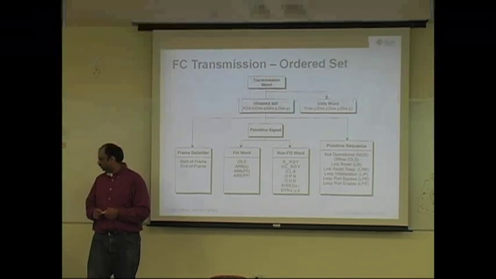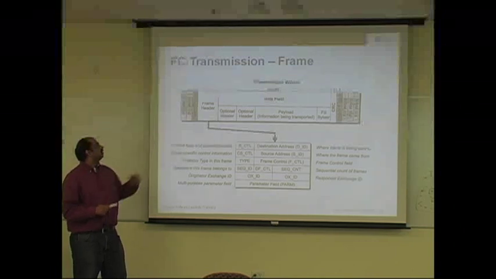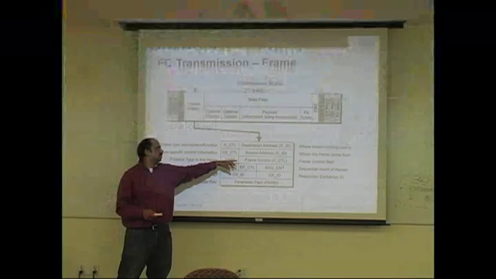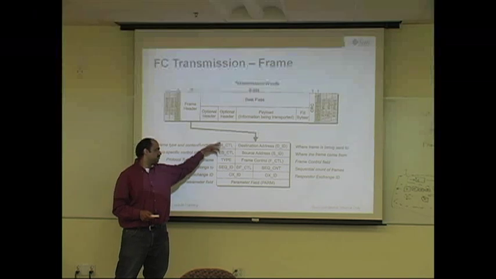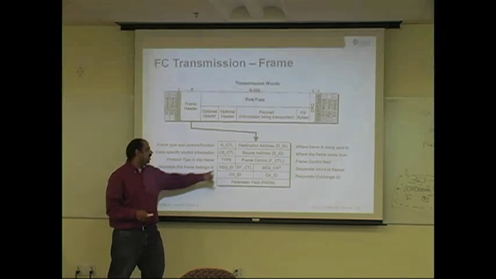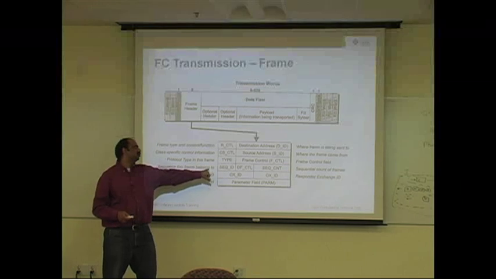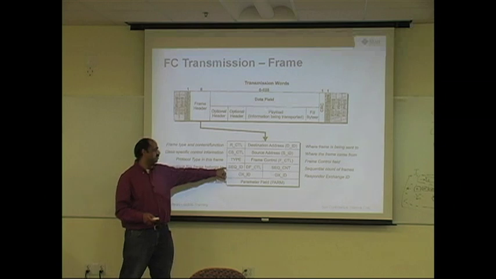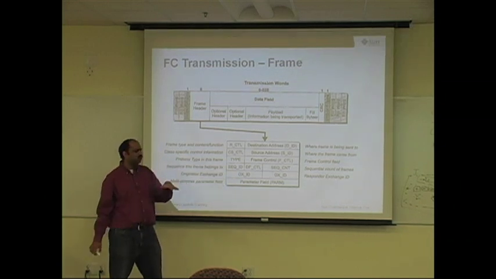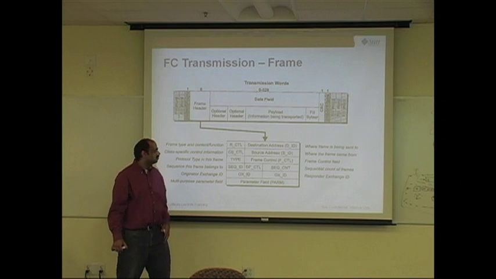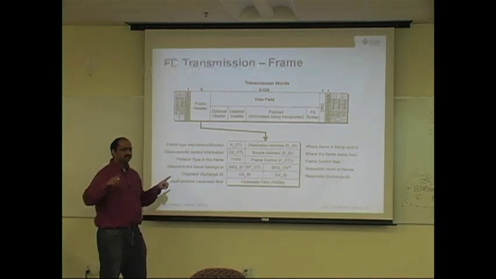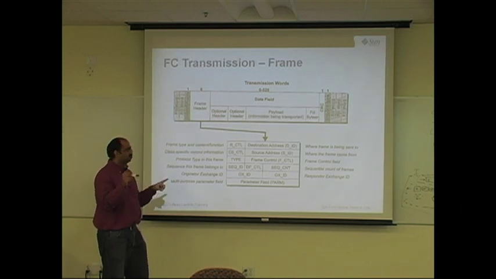But we'll go to the next slide, which talks about frames. So this is basically a Fiber Channel frame. And you can see it has a frame header, which has destination address, source address, where it is coming from, where it is going to, some control information. And then it has something called sequence ID. So this basically tells which sequence within the exchange this frame belongs to. Similarly, there's a sequence count, which tells within this sequence what is the number of this frame.